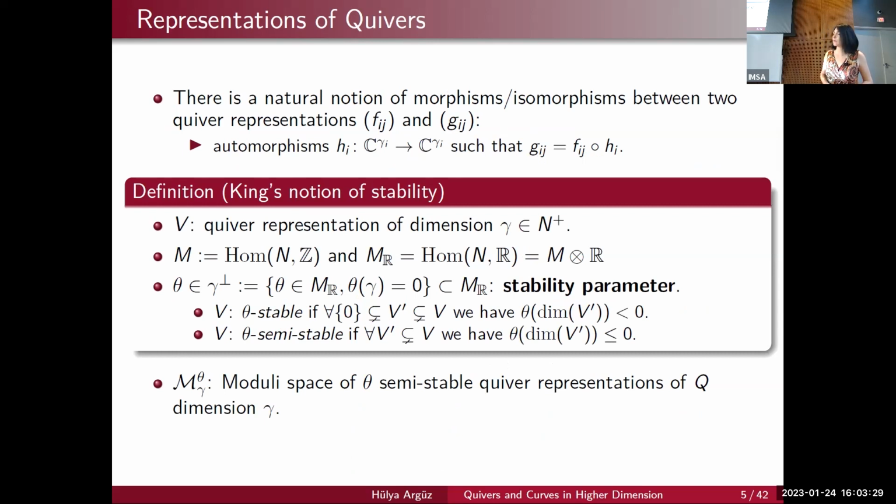And we will also fix a stability parameter. Here there is a notion of King stability. Whenever you have a quiver representation of dimension gamma, you fix an element theta in gamma perp. It's called a stability parameter, and if for any sub-representation of dimension gamma prime, theta of gamma prime is smaller than 0, then you call your representation stable. If it's smaller or equal to 0, it's called semi-stable. I will denote by M gamma theta the moduli space of theta semi-stable quiver representations of dimension gamma.